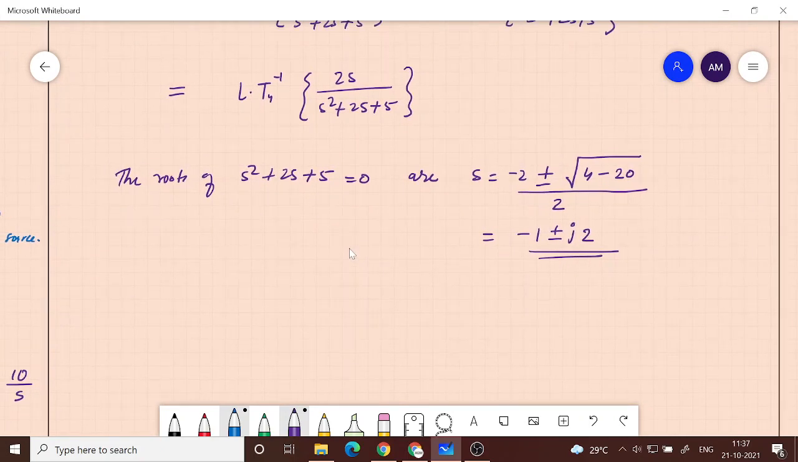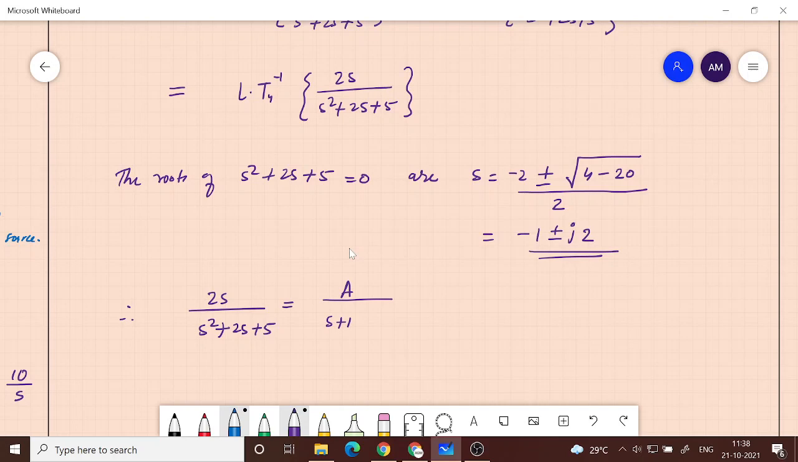Okay. So 2S divided by S square plus 2S plus 5 is equal to, how can we write? A by S plus 1.